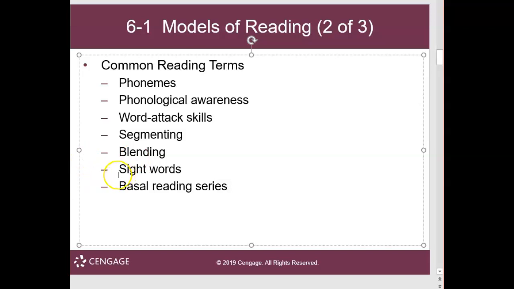Sight words are those high frequency words, those words that students can read automatically, words that appear frequently in print and are likely to appear in published print stories, such as some of your Basal readers. I am Sam, Sam I am, Pat the dog, whatever the Basal series is now. But those sight words are those high frequency words that we want our students to just look at and understand what they are.